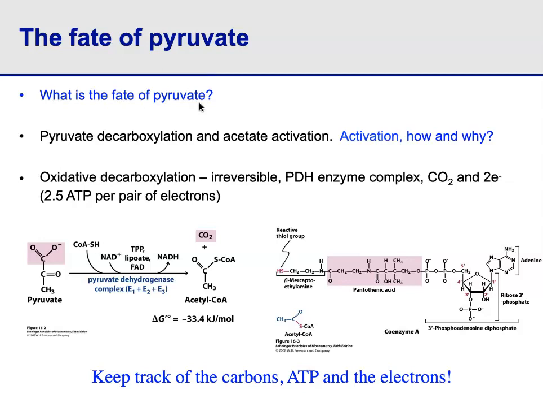Either way, though, before that pyruvate enters the citric acid cycle, it needs to be decarboxylated and activated. Now, activation. We've talked about activation before, but I, again, want to focus your attention on this because it's a common principle in biochemistry. So how is pyruvate, or what's left of it after the decarboxylation process, activated, and why?